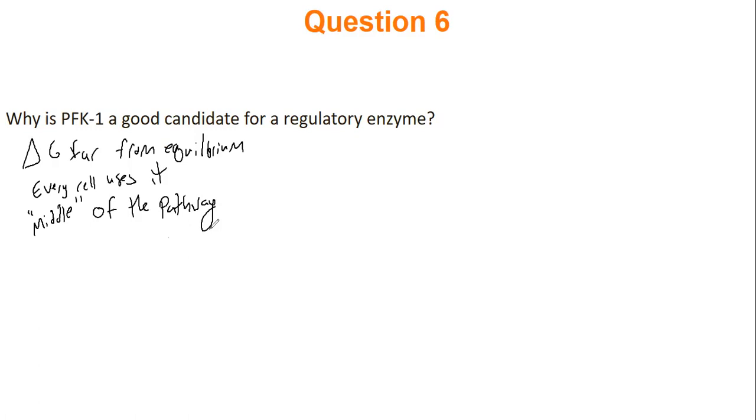So when you're looking at novel pathways, like non-glycolysis pathways, because there's a bunch of pathways out there, and you're trying to figure out, okay, what enzyme is going to be controlling flux? What enzyme is probably going to be most highly regulated? You want to keep these things in mind, like delta G, where is it in the pathway? Can some cells actually skip this part of the pathway? So just keep all those things in mind.